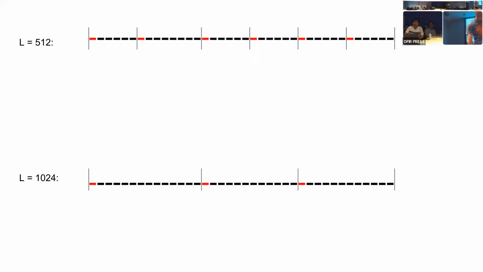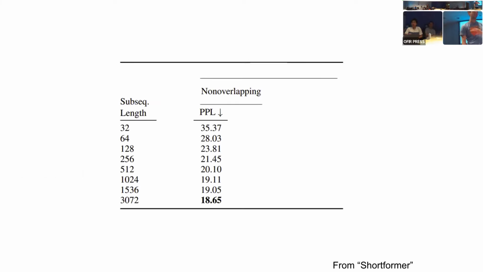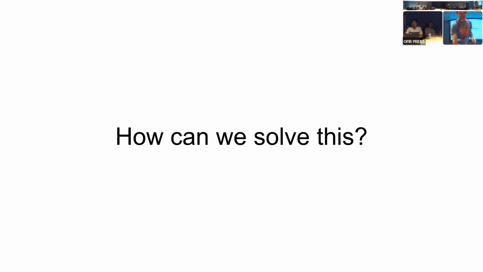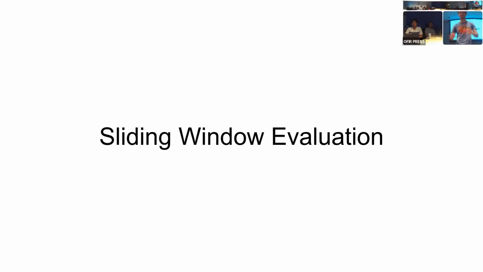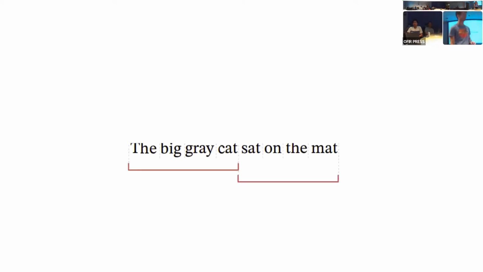I'm going to prove this to you by basically solving away the early token curse by using a different kind of evaluation method, which is called sliding window evaluation. So sliding window evaluation was not invented by us. I think that Baevski and Auli were the first to do this for transformers, but nobody in the community really used it, and people still don't really use it to compare different models.